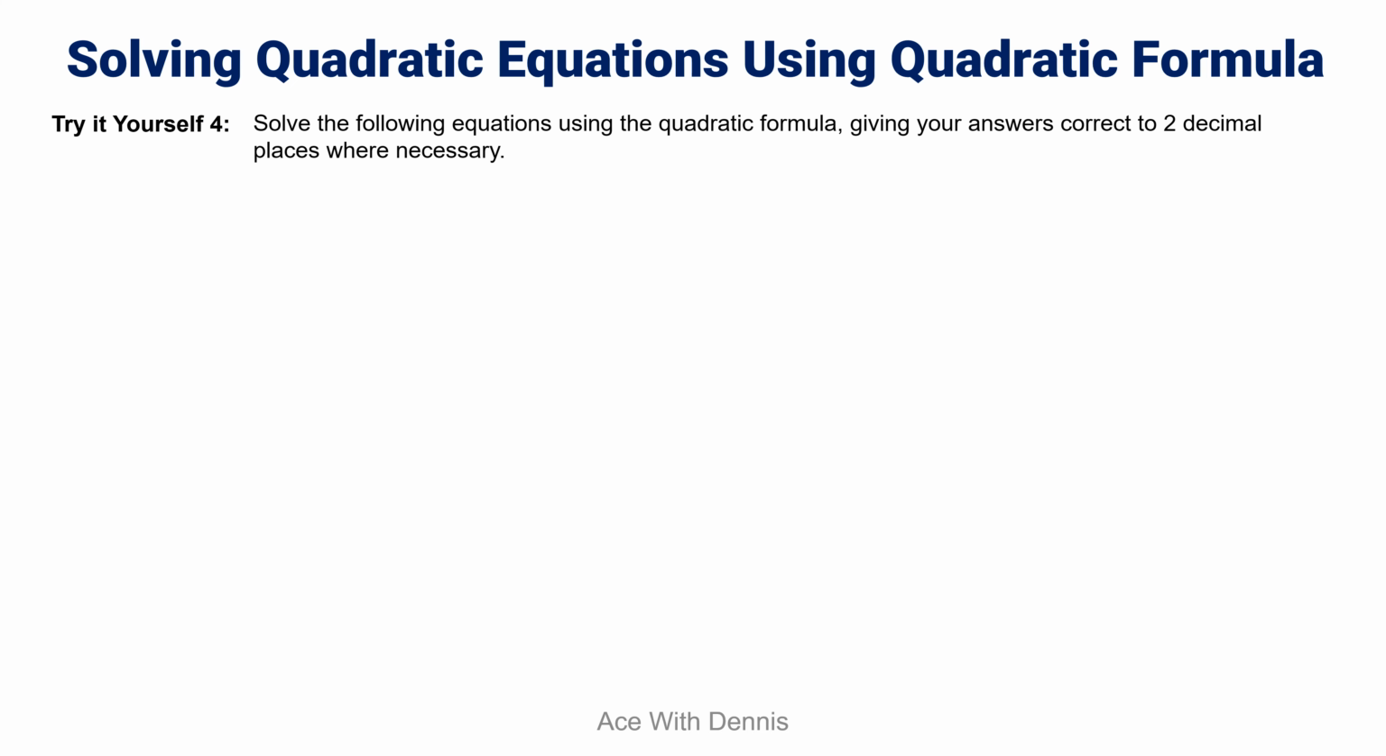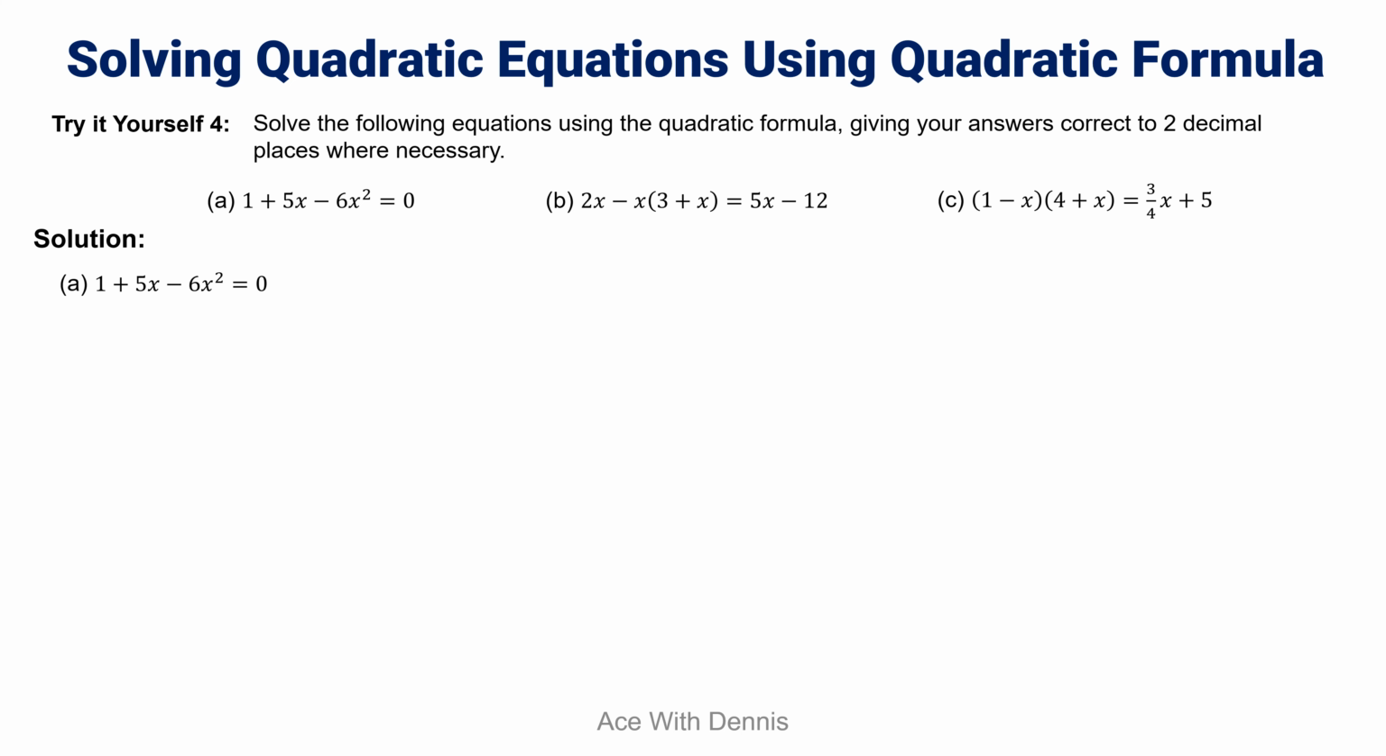Solve the following equations using the quadratic formula, giving your answers correct to 2 decimal places where necessary. A. 1 + 5x - 6x² = 0. B. 2x - x(3 + x) = 5x - 12. And C. (1 - x)(4 + x) = 3/(4x) + 5. You can pause the video and try to do it yourself. Alright, so here's the solution.